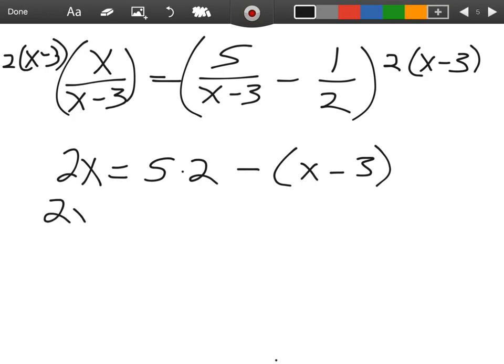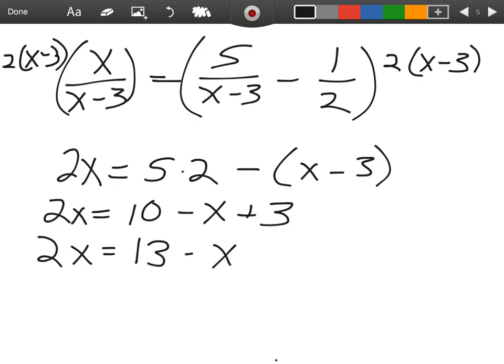So I have 2x equals 10 minus x plus 3, which is 2x equals 13 minus x, and then I can just add x to both sides. 3x equals 13, or x equals 13 over 3. Okay. One more example with fractions.